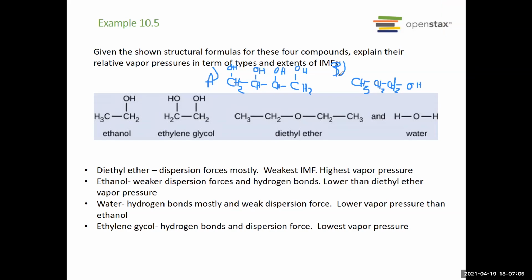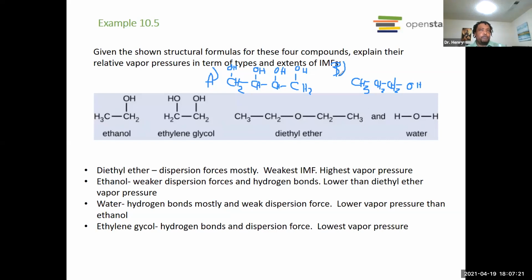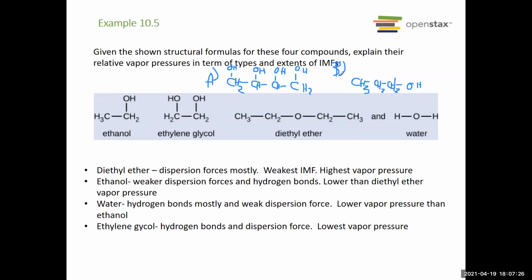So which one is going to have the highest boiling point? B or A? A. That's right. A would have the highest boiling point. Okay, and so does that make sense to you guys? You see how you're piecing it together? Good.